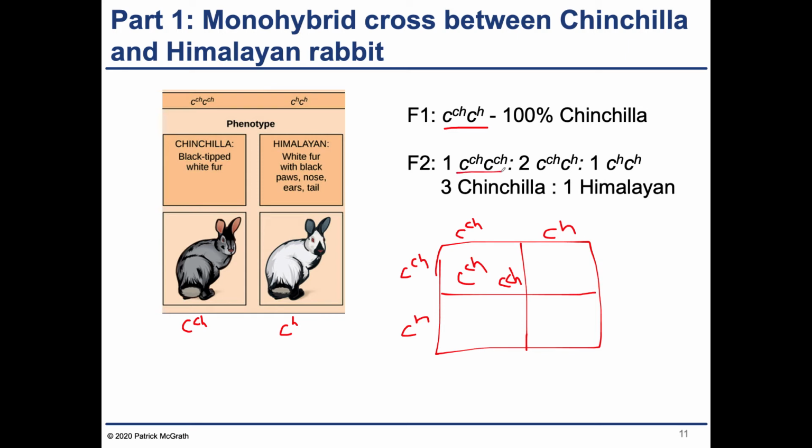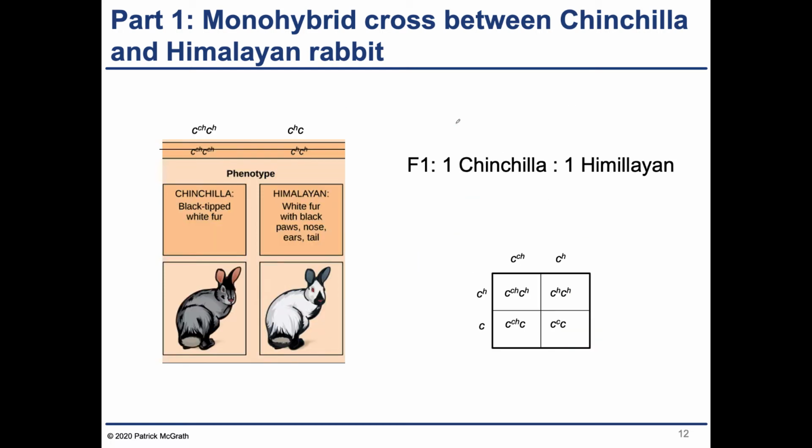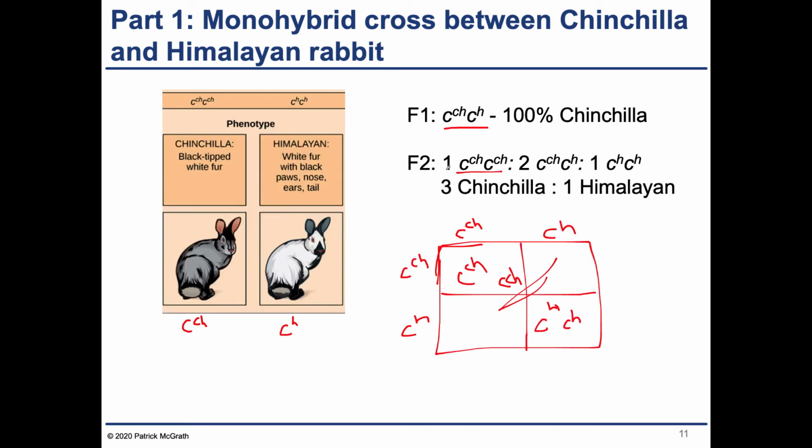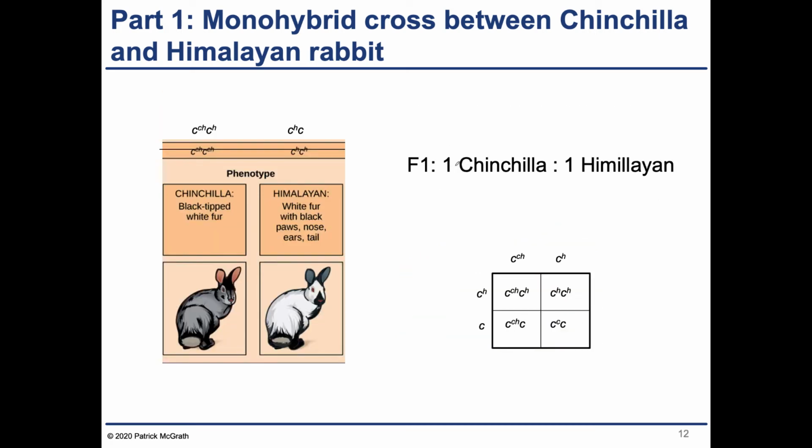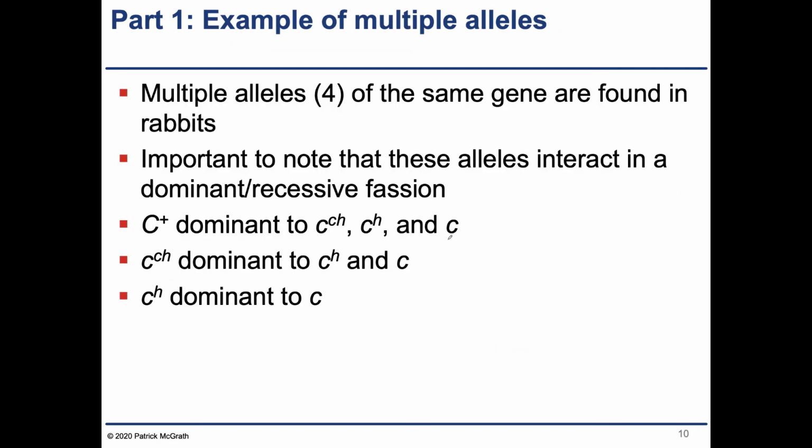And so the result of this would be that you'd have 1 square that was homozygous chinchilla, 2 squares that were heterozygous, and then 1 square that was homozygous for the Himalayan. So in the F2, you would see a 3-to-1 ratio. So again, this in a lot of ways looks just like a monohybrid cross.